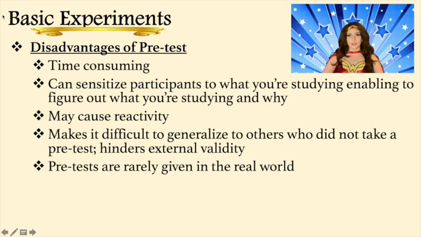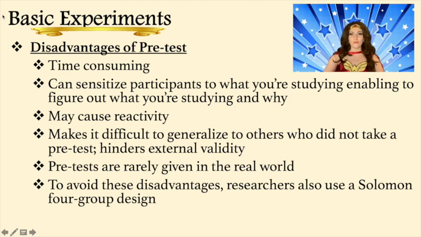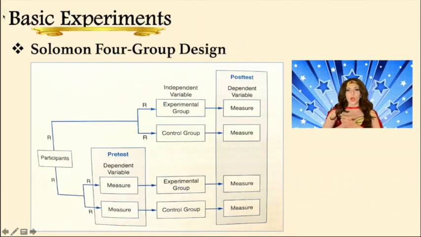So one way that we can avoid these disadvantages is by using what is called a Solomon four-group design. The Solomon four-group design uses a combination of the post-test only method and the pretest-post-test method. So let's take a look. On the left-hand side, you see participants. The R represents random selection as well as random assignment.